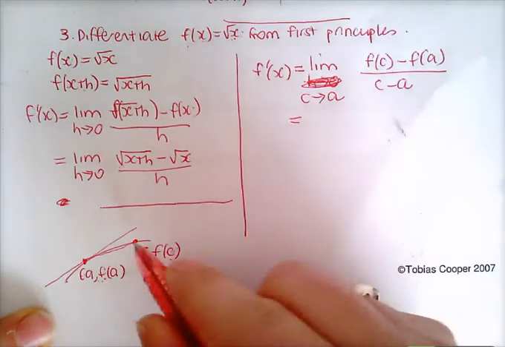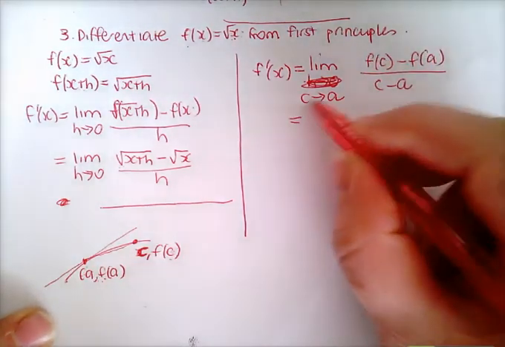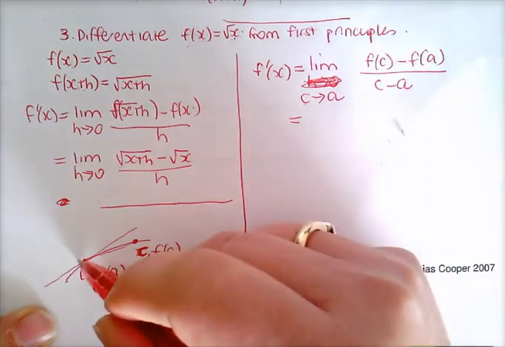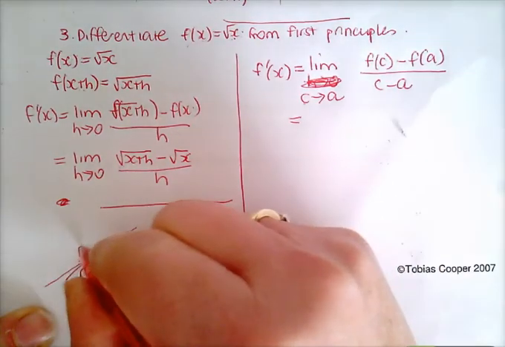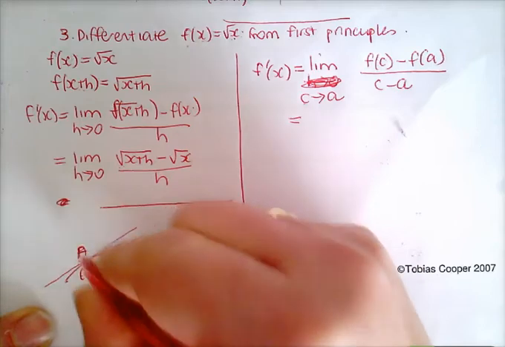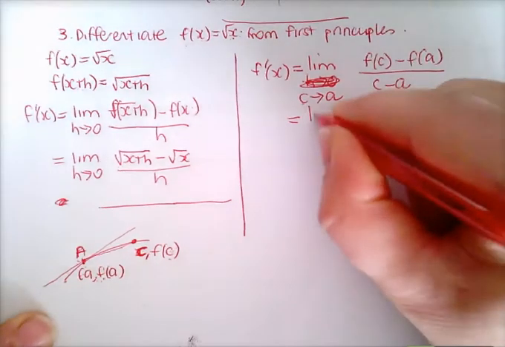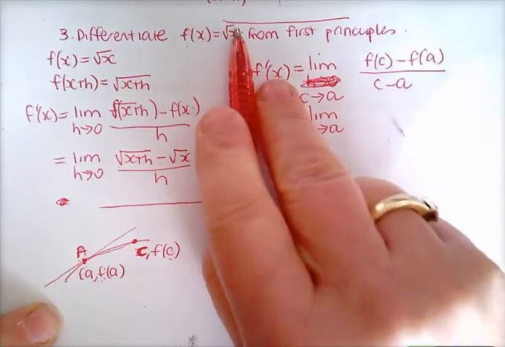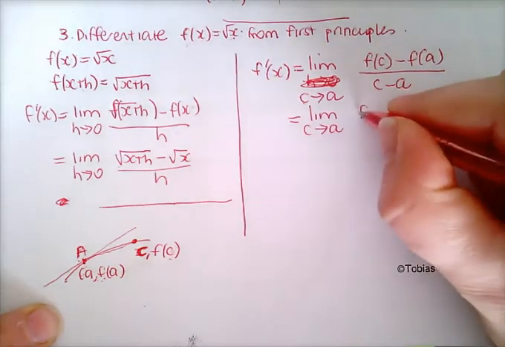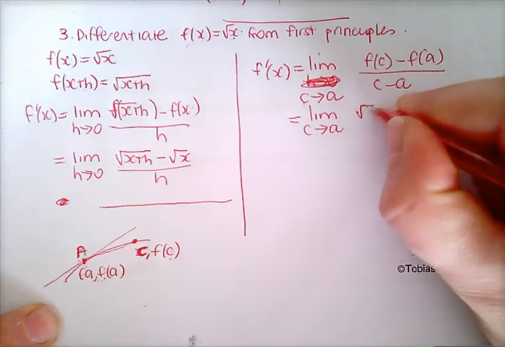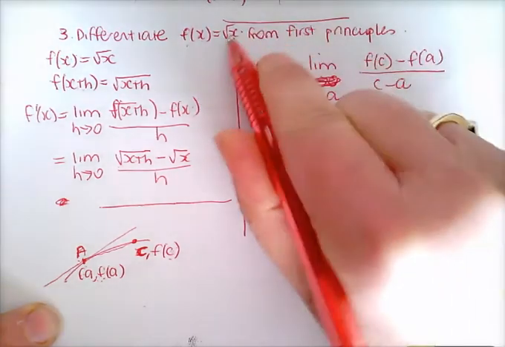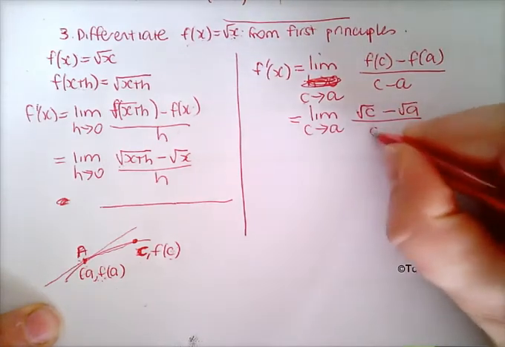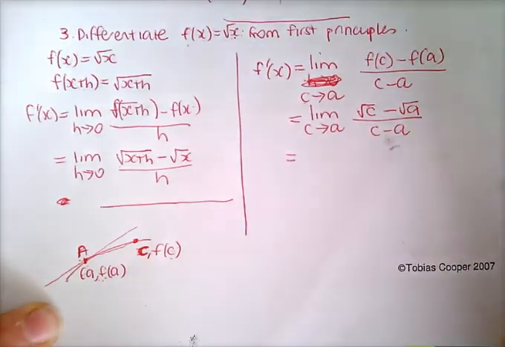Now it's exactly the same thing, just using different pronumerals. Rather than h approaching 0, we get c, the x value here, approaching this x value there, because we want the tangent, let's say, at the point a here. So it's the limit as c approaches a. Now function of c means to just replace the x here with a c. So it's root c, minus function of a means to replace the x here with an a, over c minus a. Now we did something like this earlier.